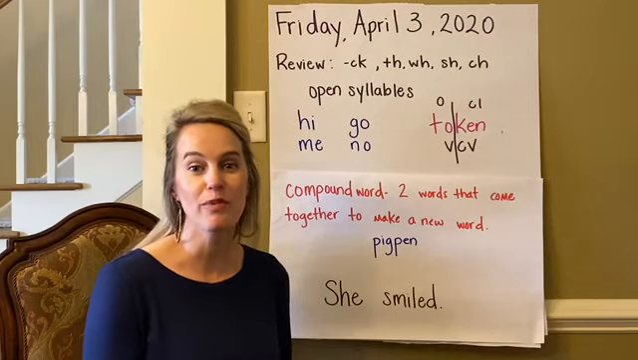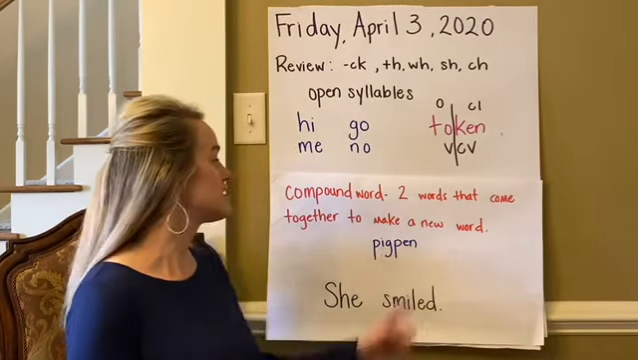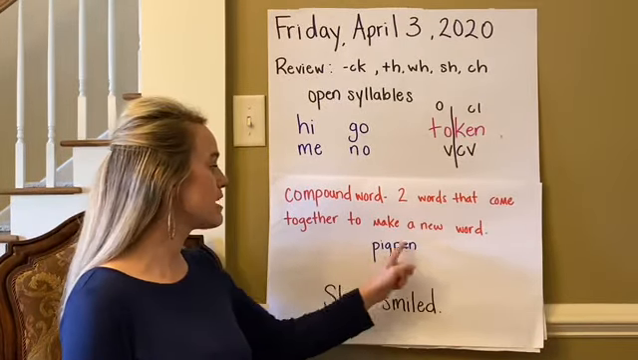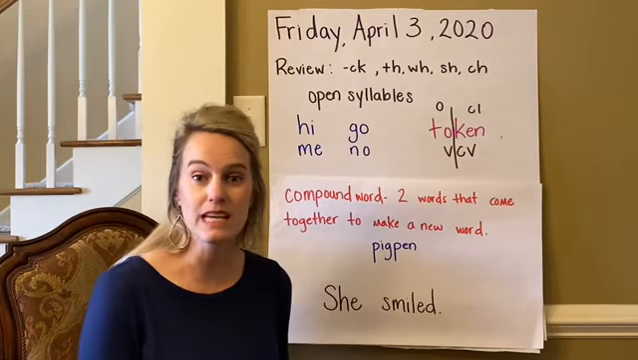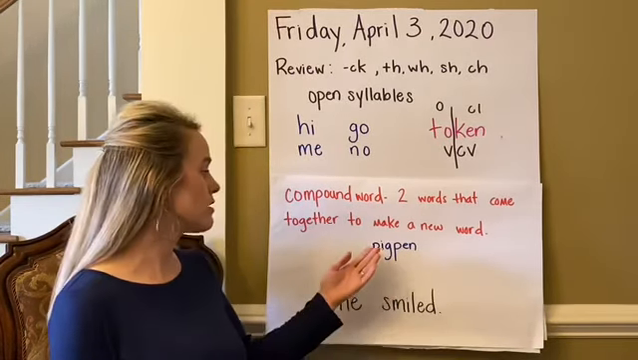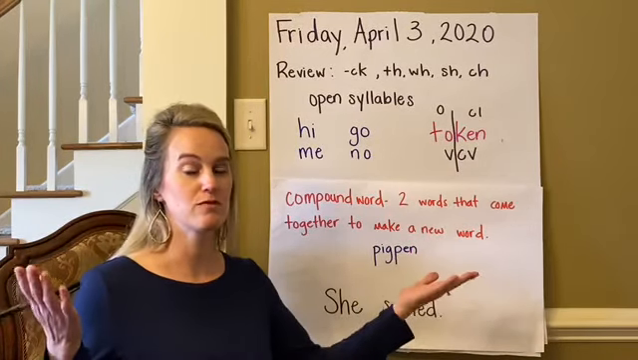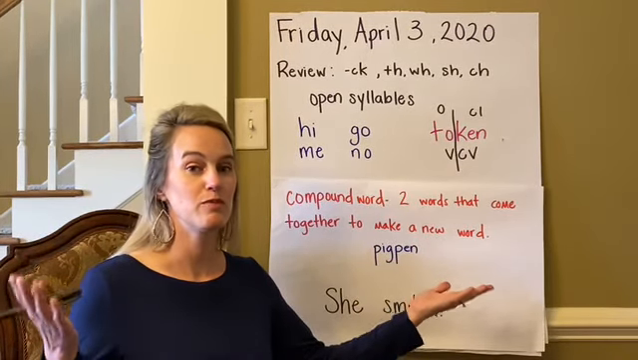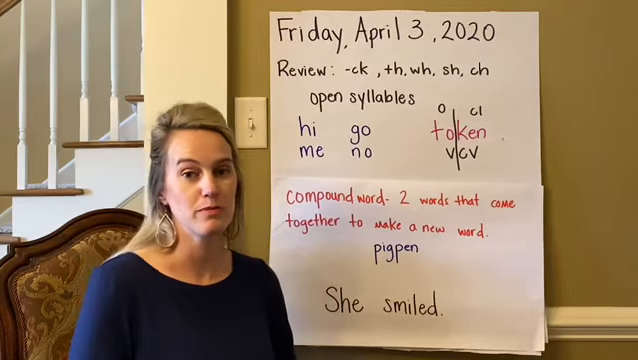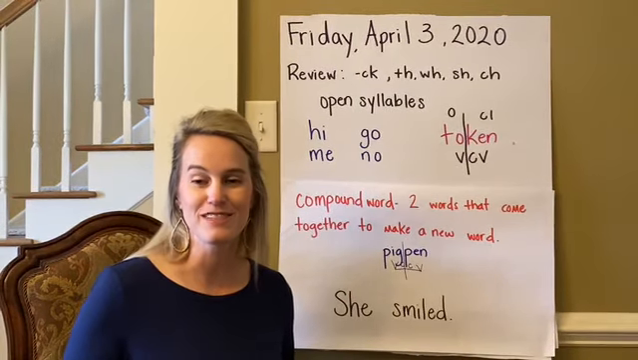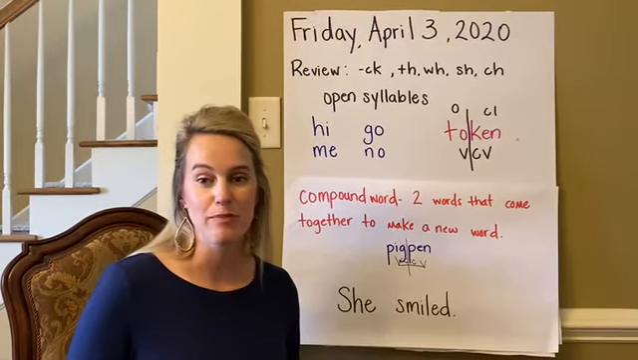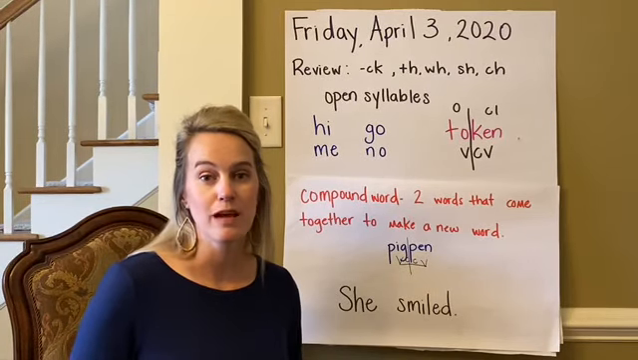Now let's move to compound words. A compound word is two words that come together to make a new word with a new meaning. For example, the word pig and the word pen. Those have different meanings when they're apart from each other, but when you put them together, that means a place where a pig lives. Now let's write some words. Remember, when we're tapping two-syllable words, we're going to tap each syllable.